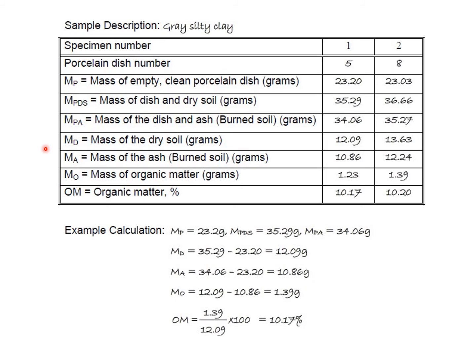And then m sub d, mass of the dry soil in grams. m sub a, mass of ash, that is the burnt soil. m sub o, that is the mass of organic matter in grams, and then the organic matter or organic content in percentage. So here you can see this column is meant for the specimen 1, and this column is meant for the specimen number 2. So calculation work is shown over here.